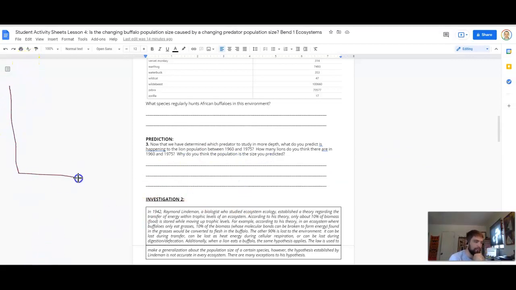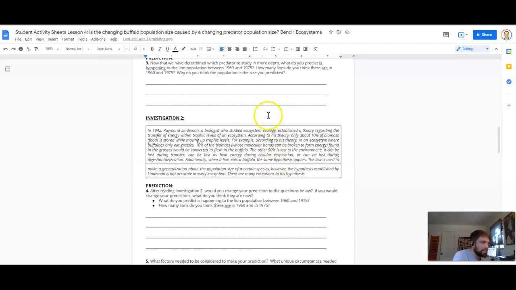So remember, the buffalo went up like that, or a little bit more gradually. And so do you think that the lions went down so that the buffaloes went up? Or they went up and that's somehow what caused the buffaloes to go up? What do you think happened to the lions that could have influenced this? Maybe you don't think it's influencing it at all. Okay.